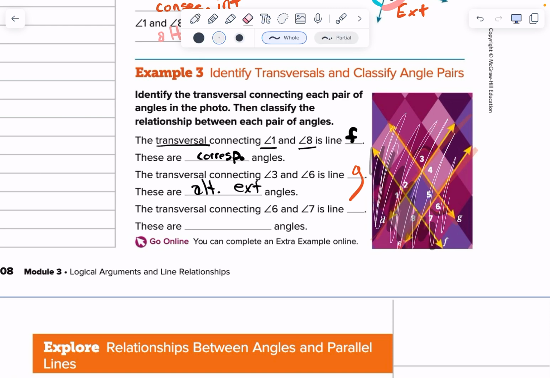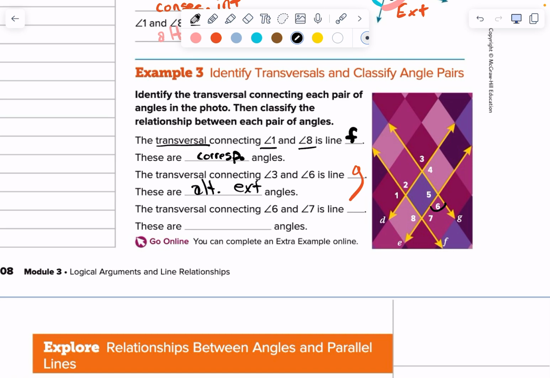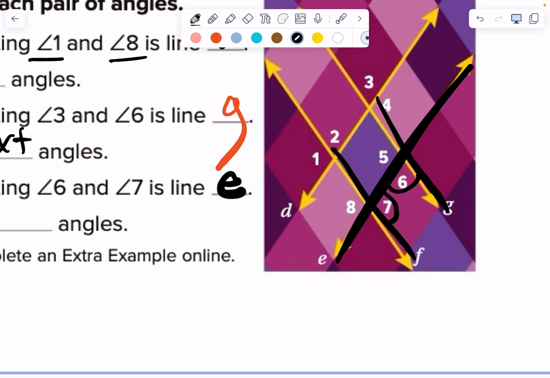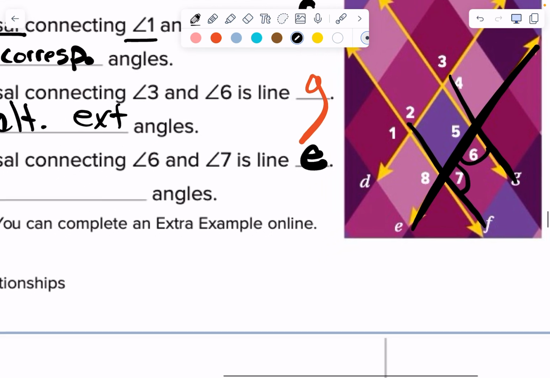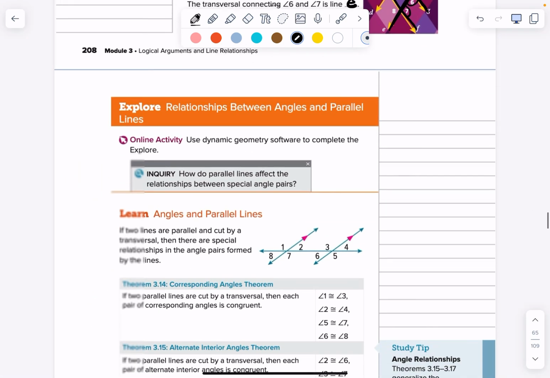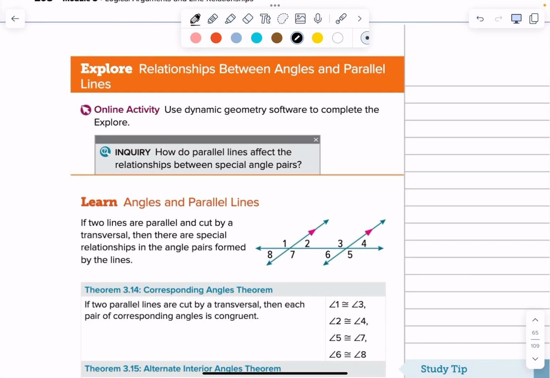And then we've got 6 and 7. Let me erase. 6 is here. 7 is here. The one that connects both of them is E. Okay. These are my 2 parallel lines. What's 6 and 7? They're both interior, but what kind of interior? Consecutive interior, right? Consecutive means same side of the transversal, interior. Consecutive interior. Got it? Not too many on this section. I don't even think I assigned you any.